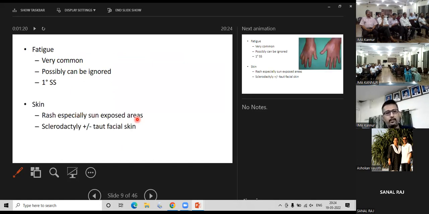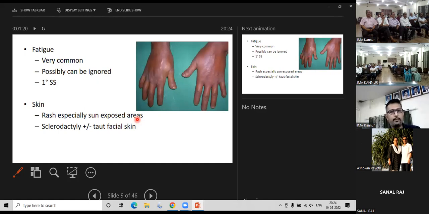Next is skin. Skin is possibly one of the most commonly affected in connective tissue diseases. Rashes, especially in sun-exposed areas, as told earlier. Another thing I wanted to bring to your notice is about sclerodactyly. So we tend to see that patients tend to have tight skin sometimes. We think it could be sclerodactyly. Usually in sclerodactyly, there usually is facial tightening as well. There is a taut facial skin, and a simple way is to pull down the lower eyelid. It tends to be a bit tight.